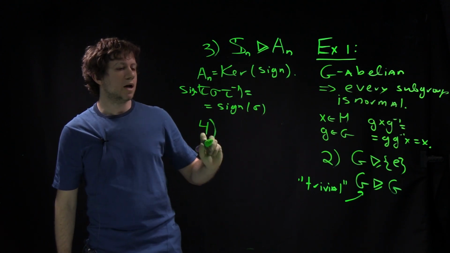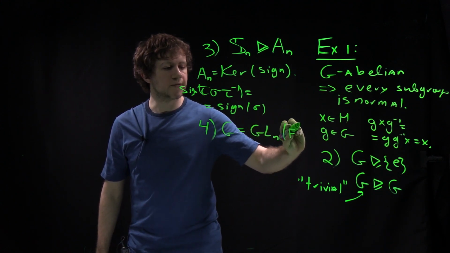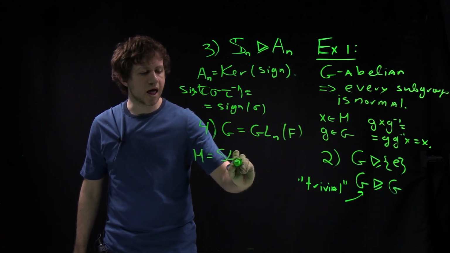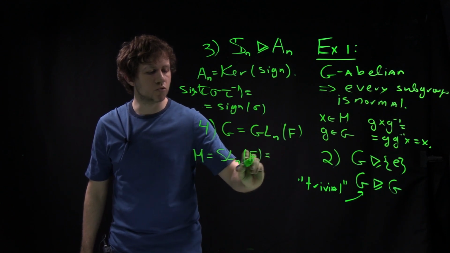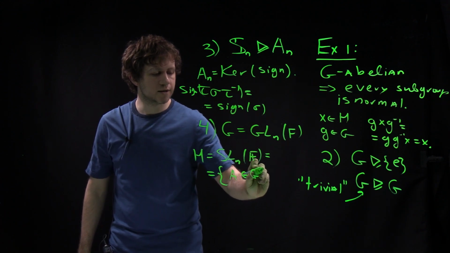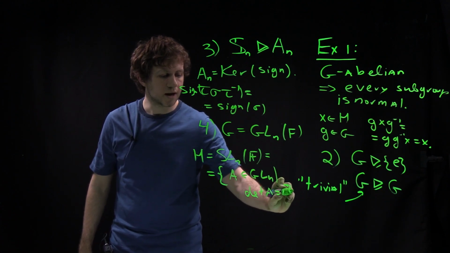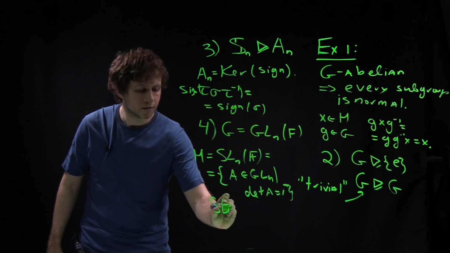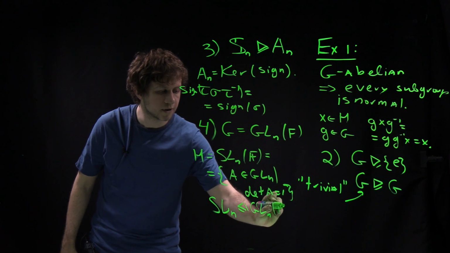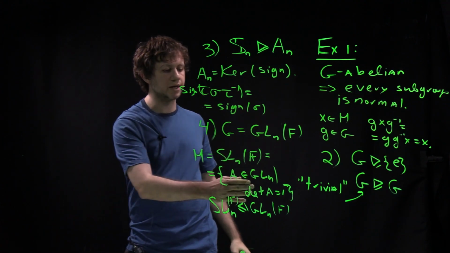Yeah, okay. One can take G being GL_n(F), the matrices, and then one can take H being SL_n(F). I remind you, we will see these groups more. These are matrices A inside GL_n such that the determinant of A equals 1, and this SL_n is normal inside GL_n(F).